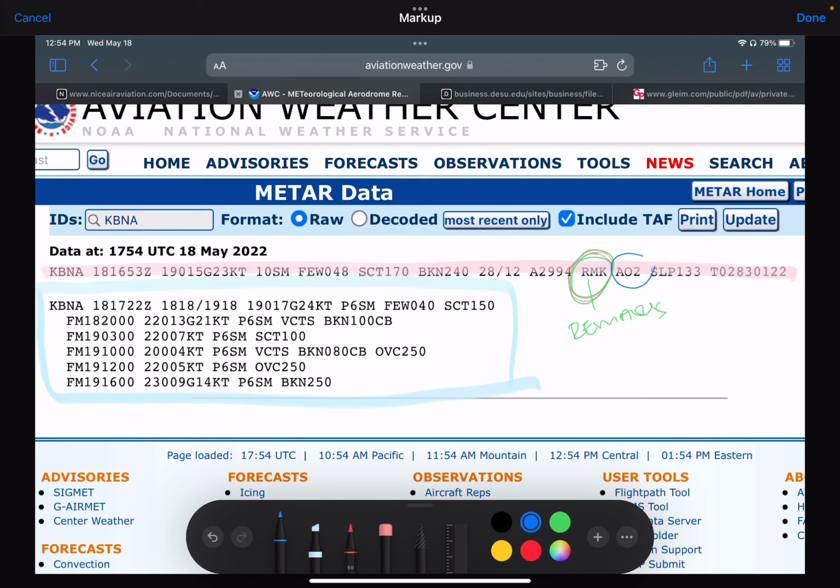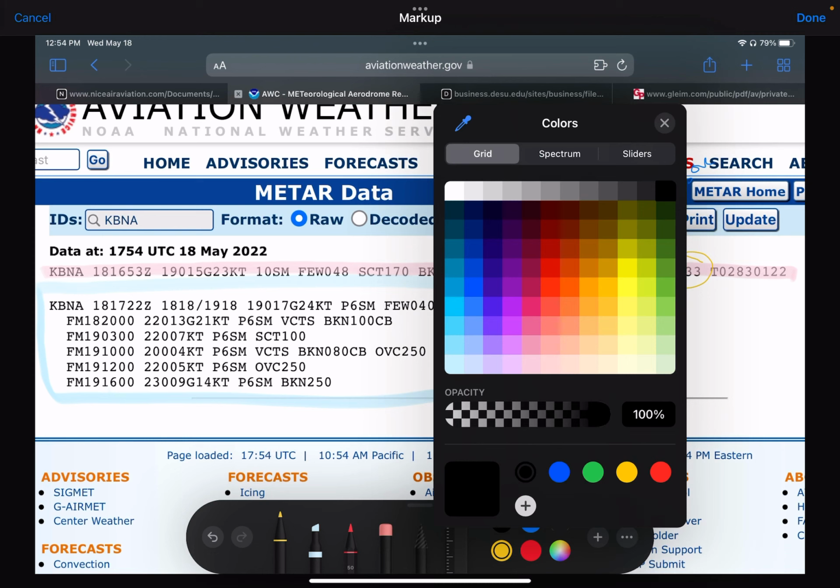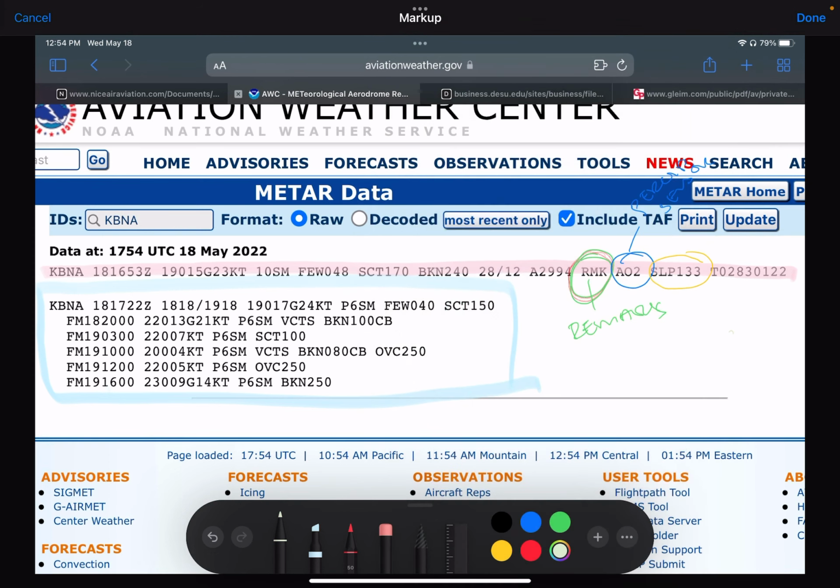And so the first part is this AO2. So this means that we have a precipitation sensor at KBNA. So they can tell us how much rain there was, for how long, and when it was, and it's overall just really helpful. And then the next part is another pressure setting. So this is sea level pressure 133. That's sea level pressure in millibars, which is similar to our altimeter setting. It's just a different way to decode it and a different kind of setting for it.